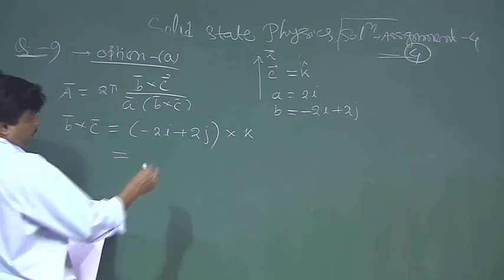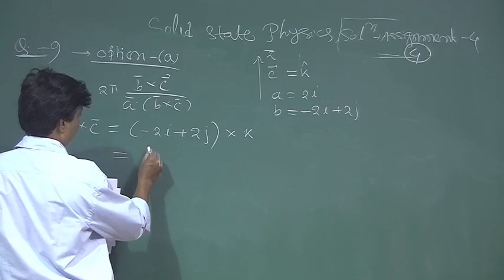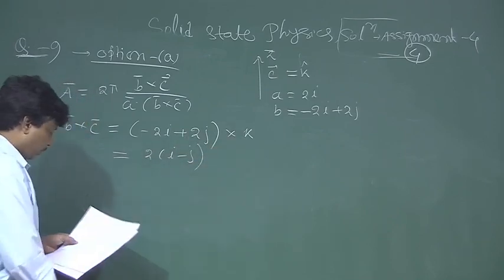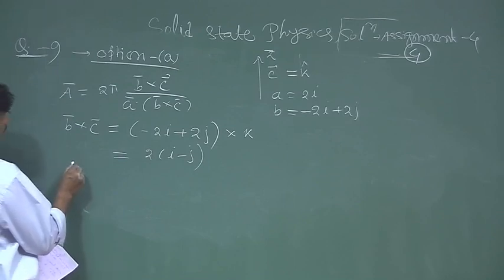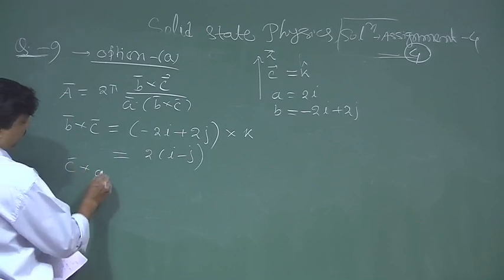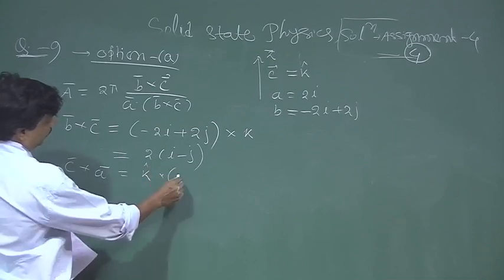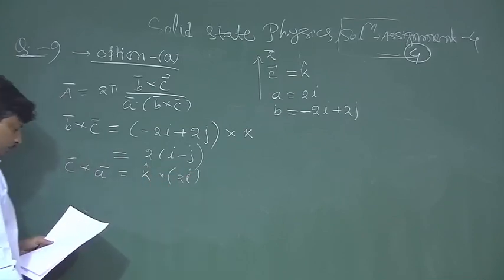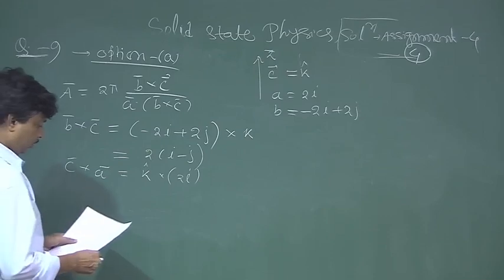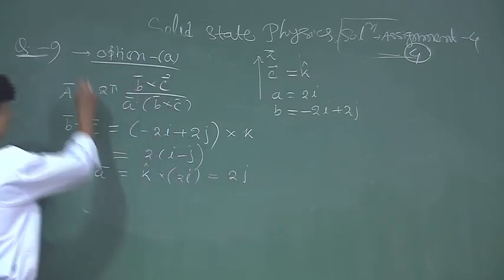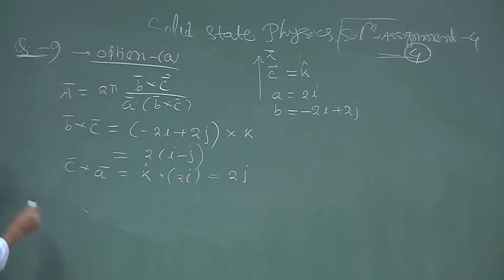So, cross k, this result gives 2 into (i minus j) after doing this cross product. Similarly, you will get C cross A. Let us find C cross A. C is nothing but the k vector and A is 2i. So, C cross A is only 2j. Then you apply this formula for A and B for the reciprocal lattice. This is okay.